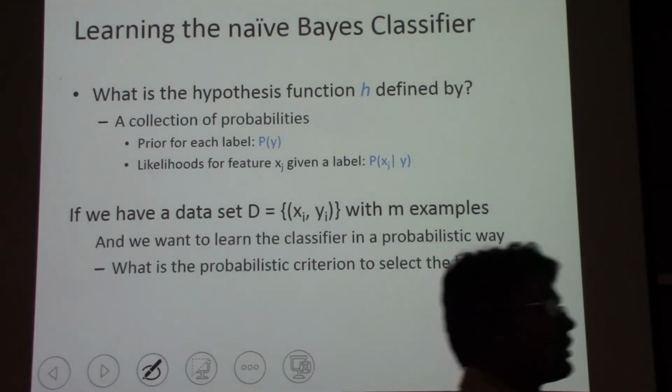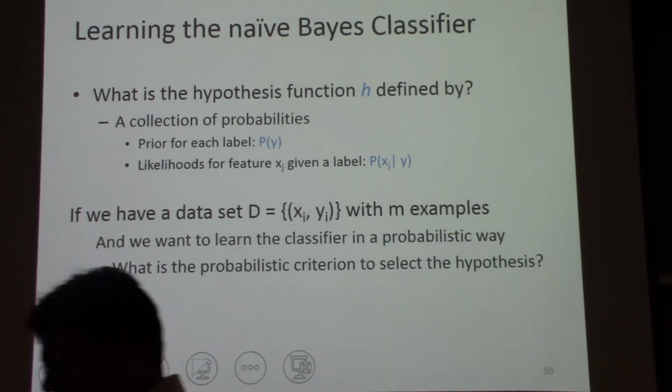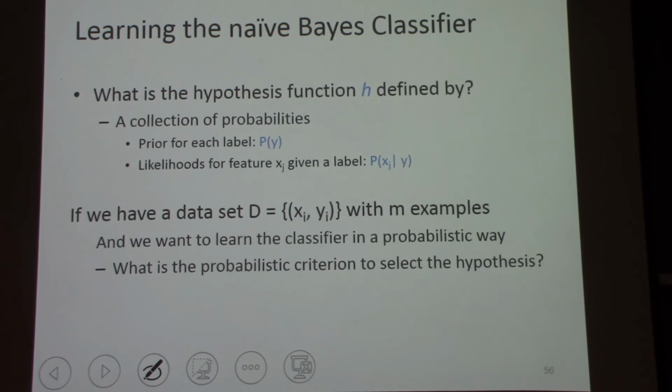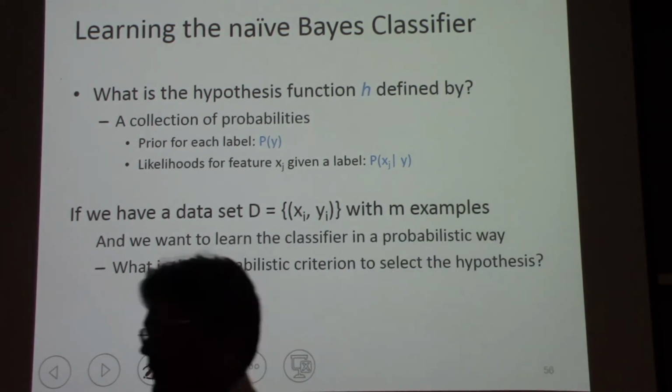And now we can think about learning. For learning a naive Bayes classifier, all we need is to figure out these probability functions. And the learning setup is the same as always. We are still in supervised learning, so you're given a data set consisting of labeled examples, and we want to learn this classifier in a probabilistic way.